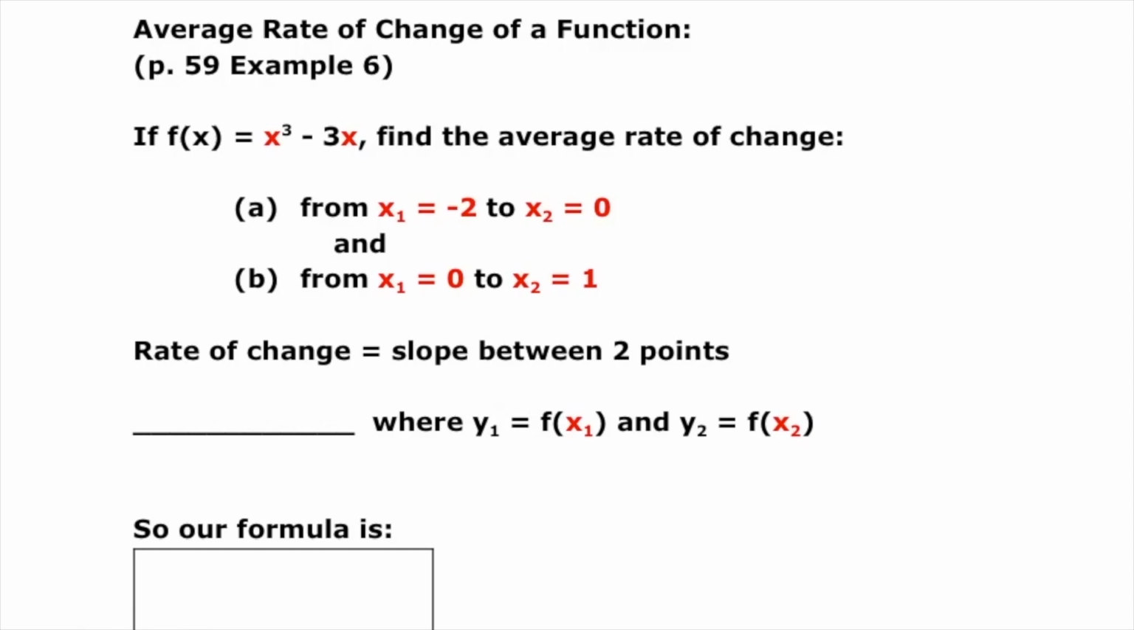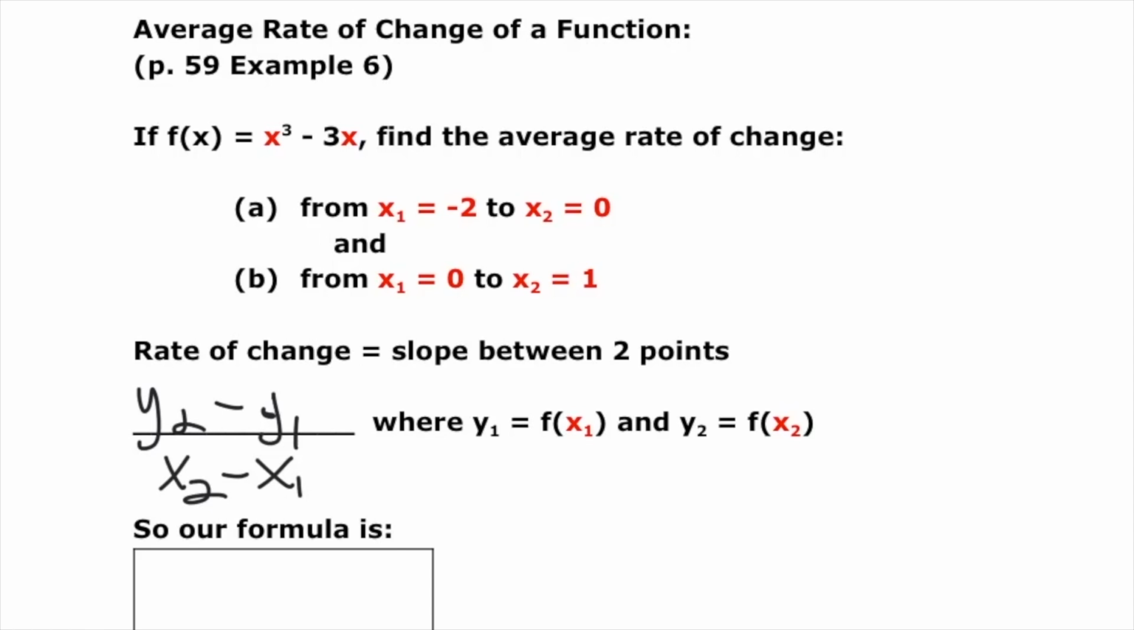So, first thing is that the rate of change, remember, is another calculation for a slope, and we know our slope formula between 2 points is very simply y2 minus y1, sorry, my stylus is having issues here, all over x2 minus x1.